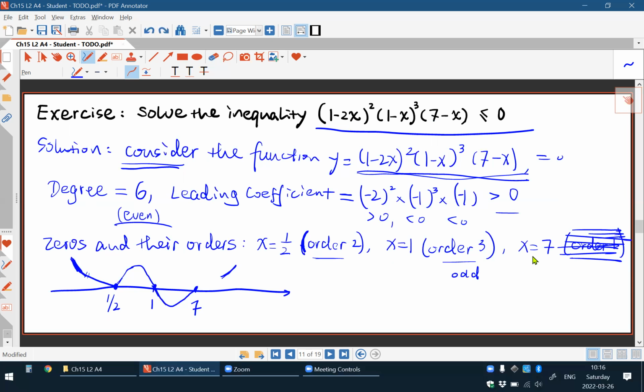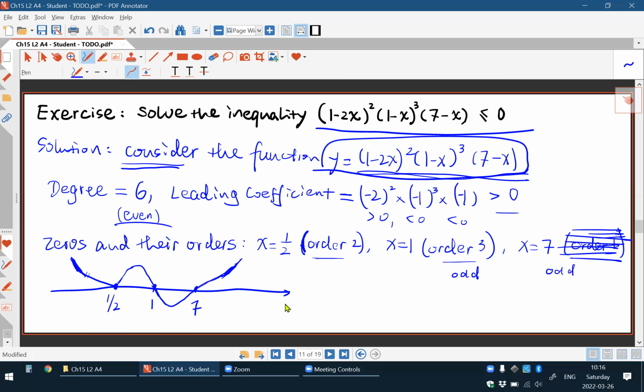So the order at x being 7 is 1, which is also an odd number. So that means it must change sign at this zero. That means it will go this way, and then it will connect to its end behavior like this. It will go this way all the way to positive infinity, right? So basically, this function has a sketch as the figure shown here, right?